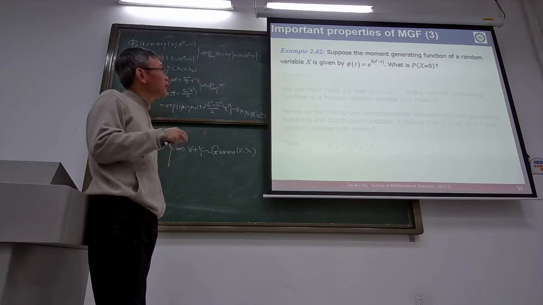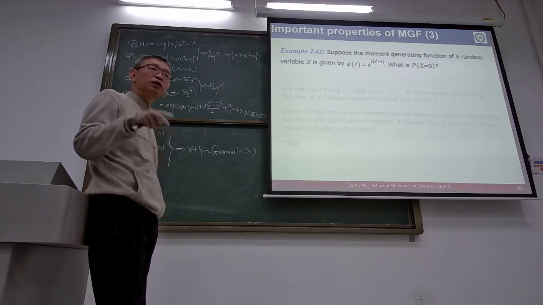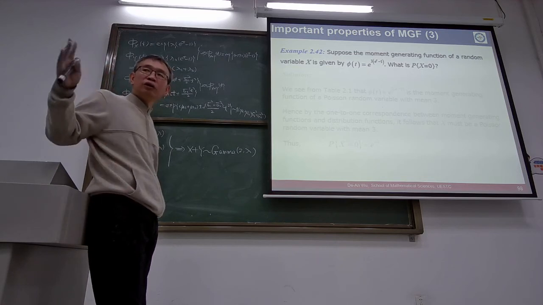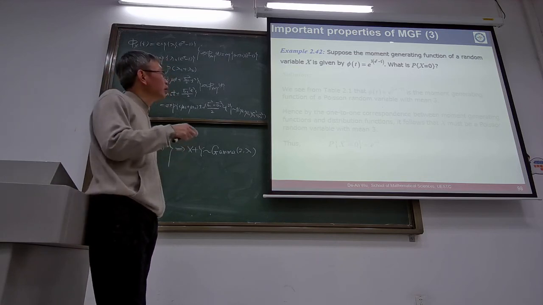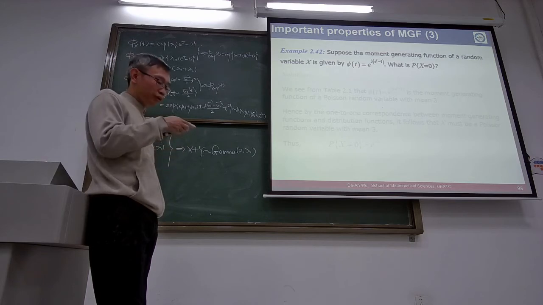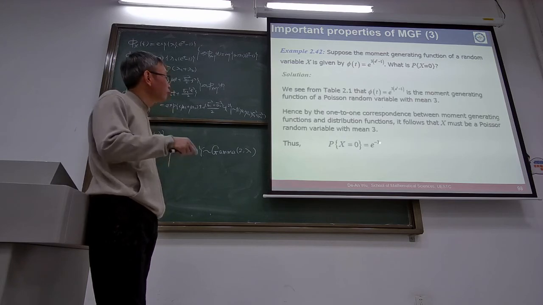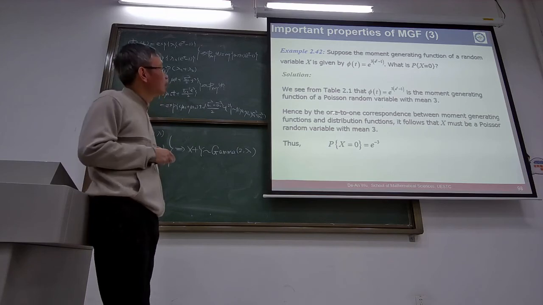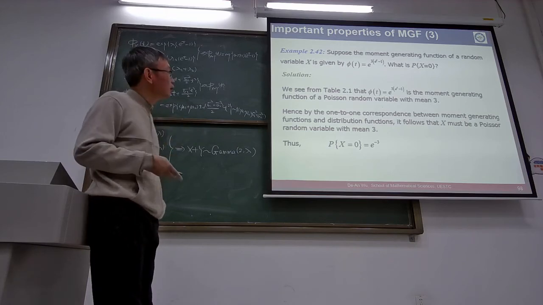Because there is a one-to-one correspondence between distribution, moment generating function, and the random variable, we can write the PMF of Poisson. We can write the PMF and find this one. Yes. Next one.